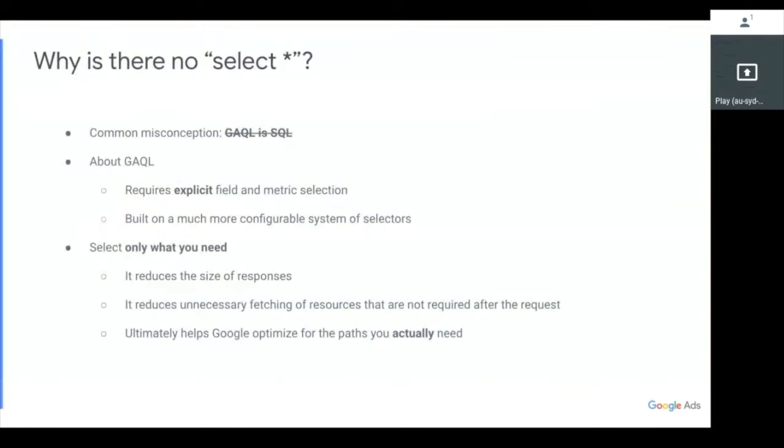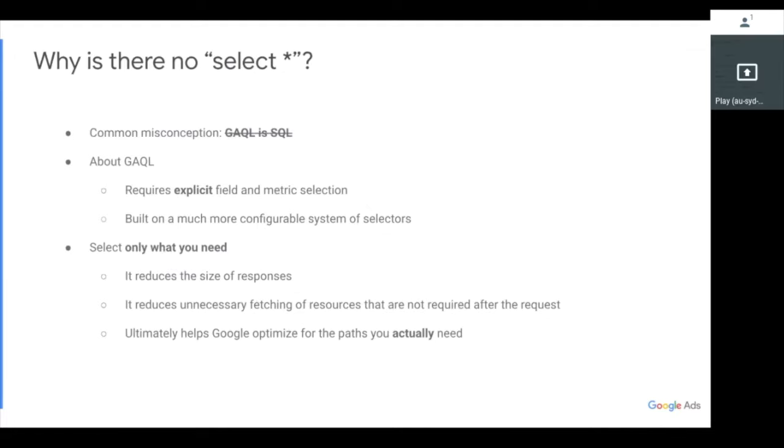So let's get started with the first main topic of my session today, which is data fetching. In the Google Ads API, one of the common misconceptions is that Google Ads Query Language is SQL. Actually, it's not. Although it looks similar to SQL, they're not the same thing. It is built on top of a system that requires you to explicitly select fields, metrics, and segments, so that it can translate your query into a request in the backend correctly.